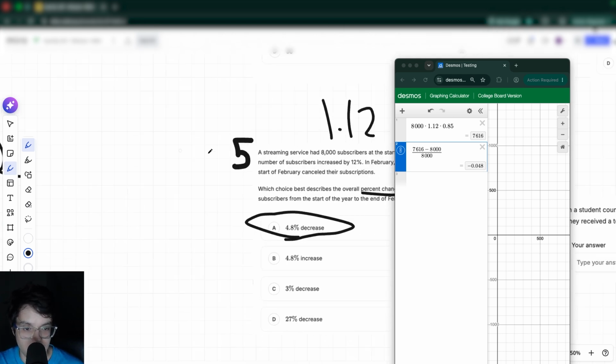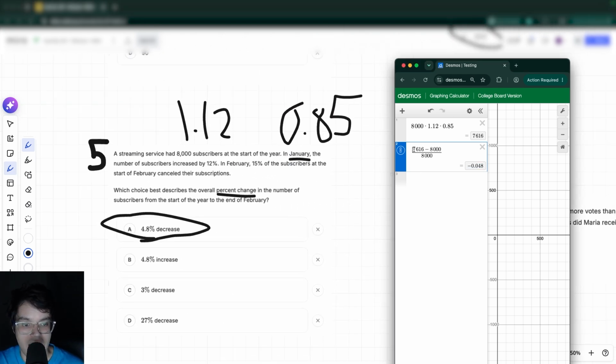And this also just logically makes sense. We're basically saying here that we have this new amount, we're subtracting that old amount, so it's decreasing by some amount, and we're trying to see how big is that decrease over what we originally started with.